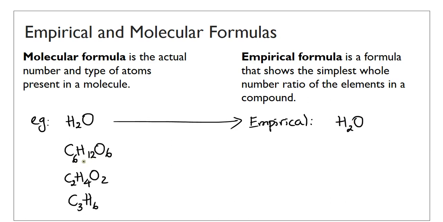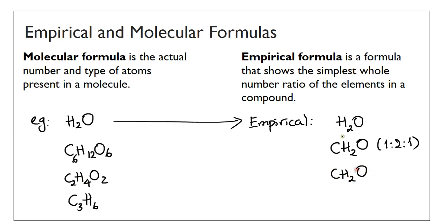But if you have something like C6H12O6, this is not the smallest or simplest whole number ratio. I can divide every number by 6 and I will get CH2O. So this is the simplest whole number ratio, which is really a 1 to 2 to 1 ratio between carbon, hydrogen, and oxygen. The next example, which is C2H4O2, I could also simplify this ratio further by dividing every number by 2, and I would get CH2O.